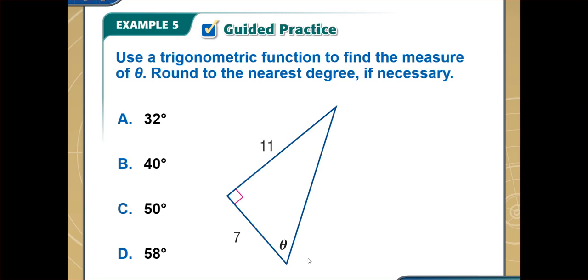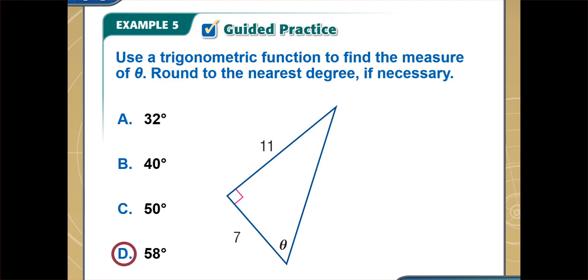Okay, now it's your turn. Can you help us find the reference angle theta here? And let's check the answer. The answer will be 58 degrees.